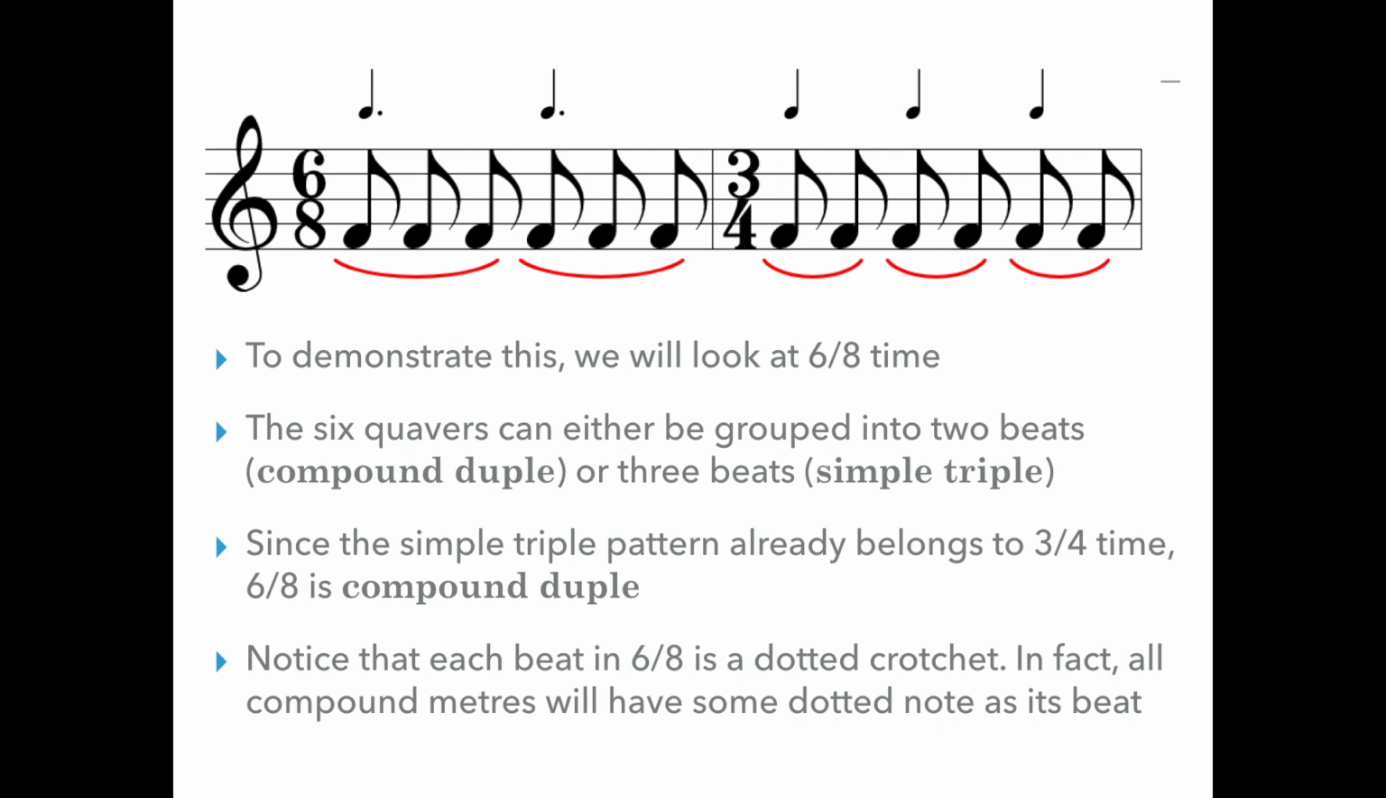So when you're thinking in compound time, rather than thinking about the individual quavers, you're actually thinking in terms of groups of quavers, groups of 3. So in 6/8, we've got 2 main beats, and each one is divided into 3. So that's 1, 2, 3, 4, 5, 6, 1, 2, 3, 4, 5, 6, or 1 and 2 and 1 and 2. Okay?